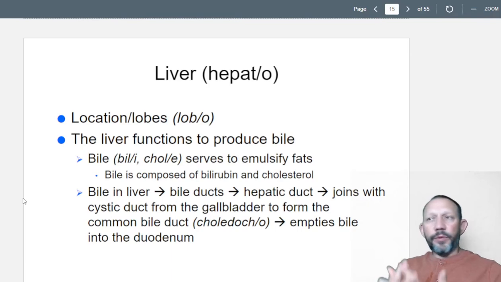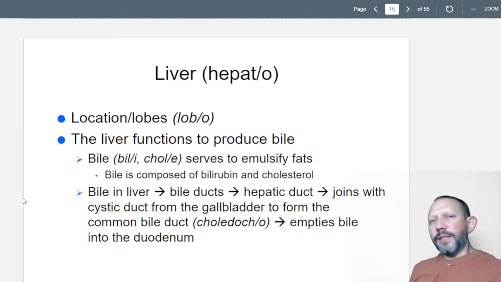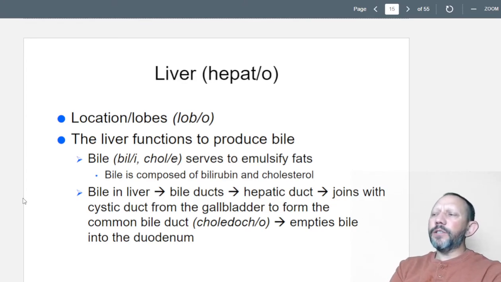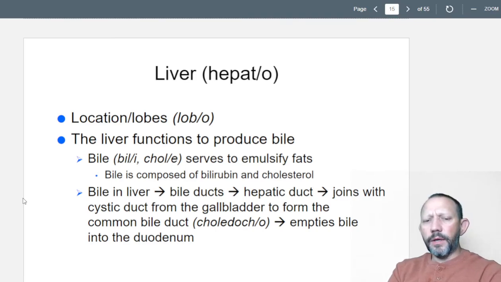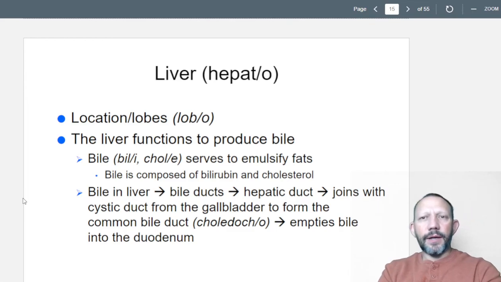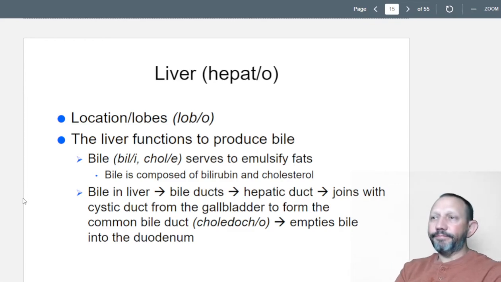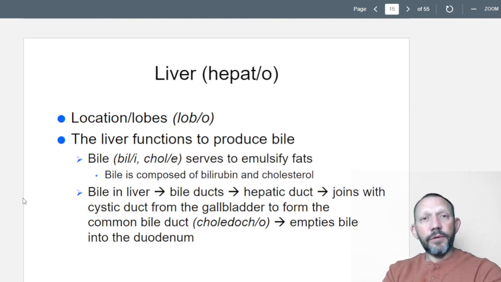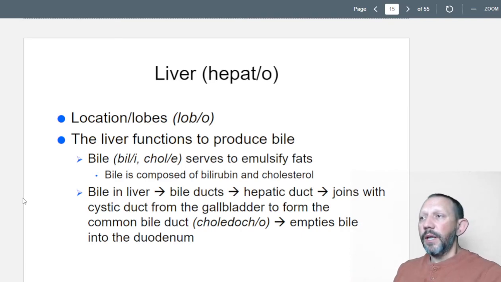Liver, hepato, we talked about that one. Its location is below the diaphragm on the right side, the right upper quadrant, or I guess the region would actually be the right hypochondriac region. In that area, there are different lobes to the liver, so it has different sections to it. They produce bile. Bile serves to emulsify fats.